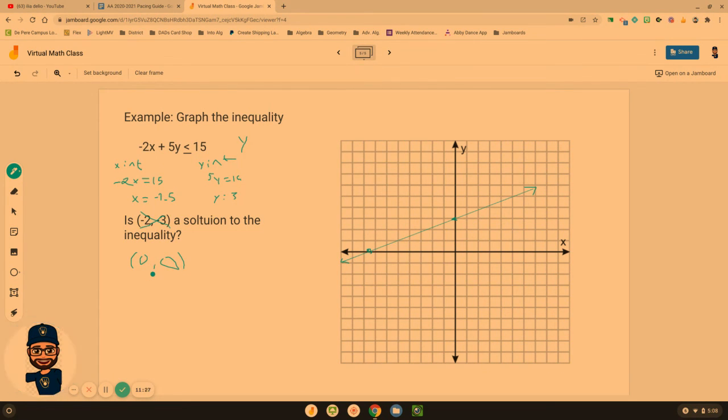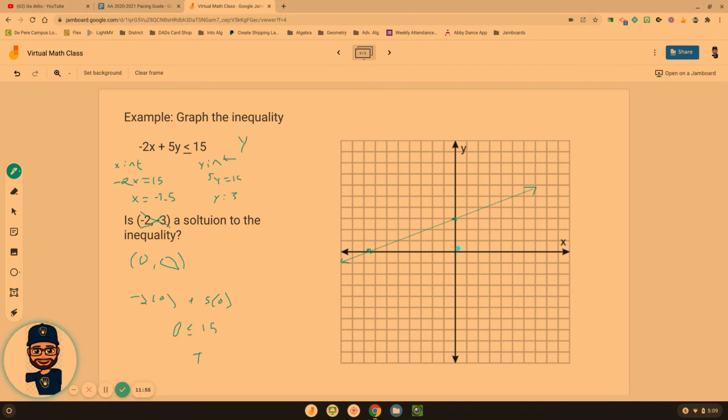Who likes to multiply by 0? I do. What's 0 times anything? 0. So negative 2 times 0 plus 5 times 0. 0 plus 0 is 0. Is that less than or equal to the 15 on the other side? Is that a true statement? Is 0 less than or equal to 15? You bet, it is true.